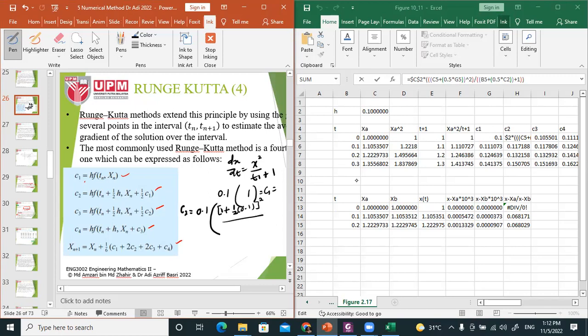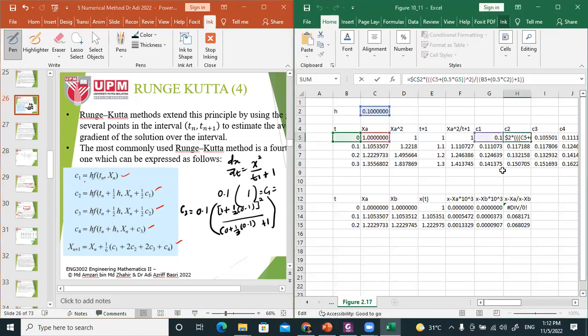So what is your t? t is 0, but t plus 1 over 2h. So your t is 0 plus 1 over 2. What is your h? h is 0.1, plus your min t1. So this is the value of C2. So you calculate, you will get this value of C2.